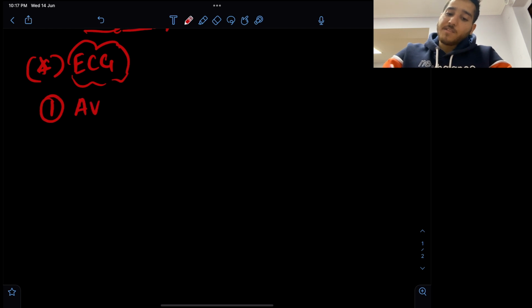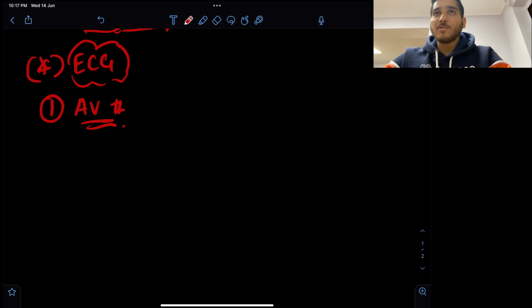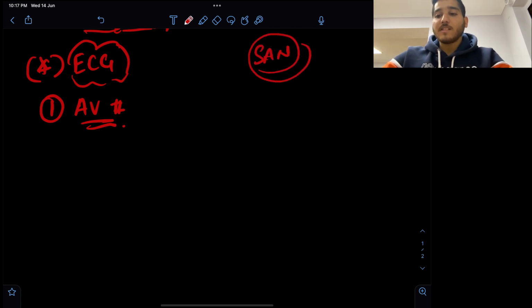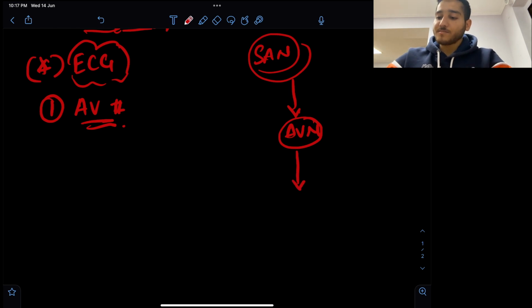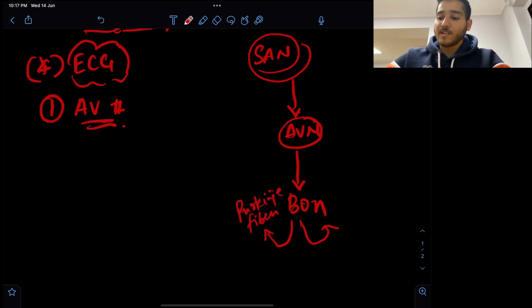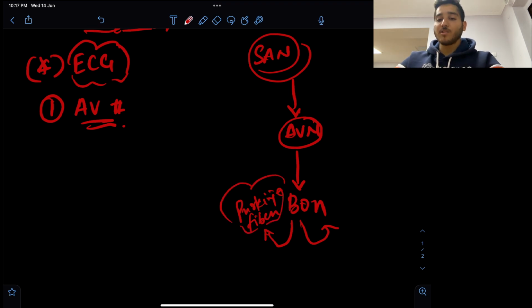So in ECG, we'll start with AV blocks, right? What AV blocks are, I'll tell you the normal conduction pathway first. See, there's the SA node, we all know, where there's impulse generation in the SA node, then it goes to the AV node, and then to the bundle of His and Purkinje fibers, right? These are basics, things we all know.